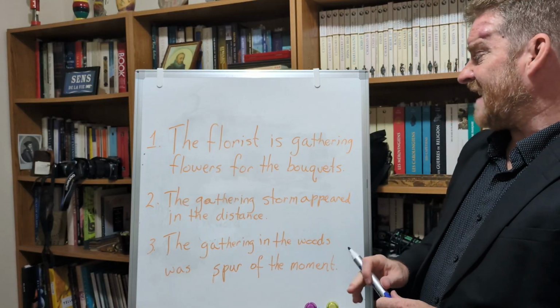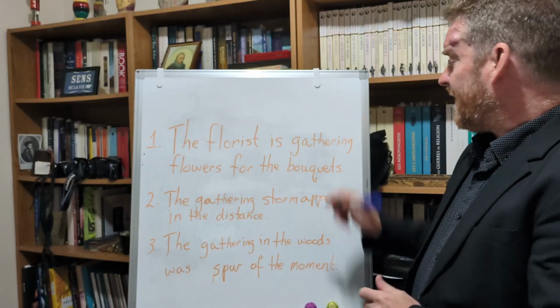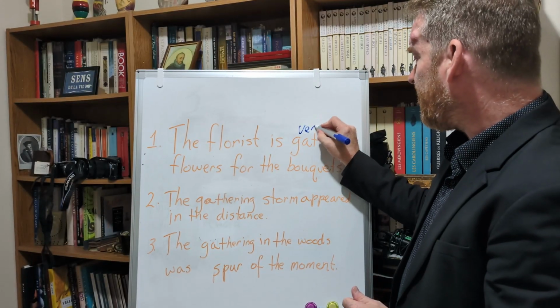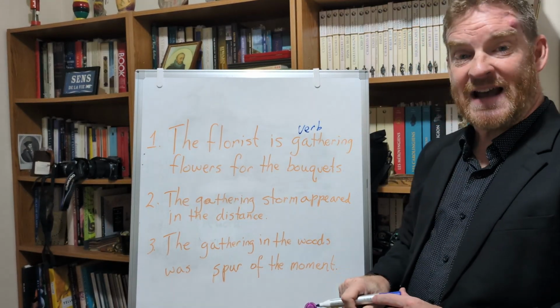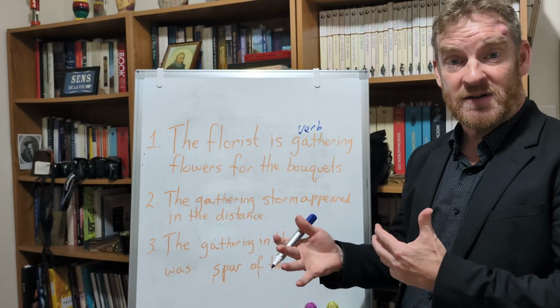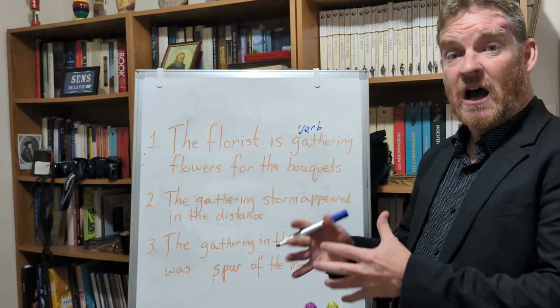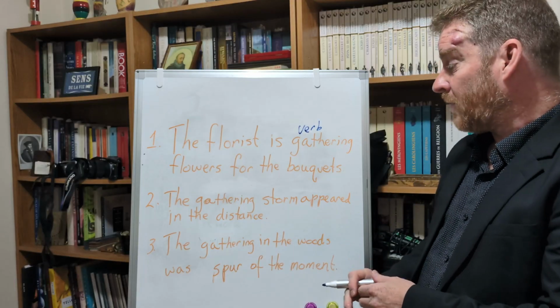So the florist is gathering flowers for the bouquets. This is a verb because gathering in this case is a continuous action. The florist is still gathering flowers. The florist hasn't finished it. It's something that you're walking into.